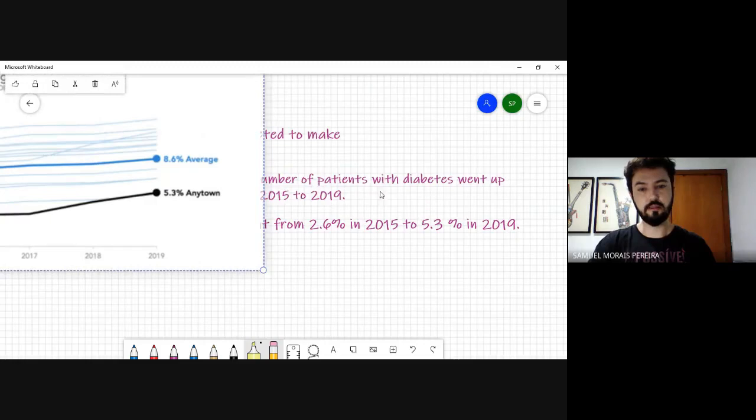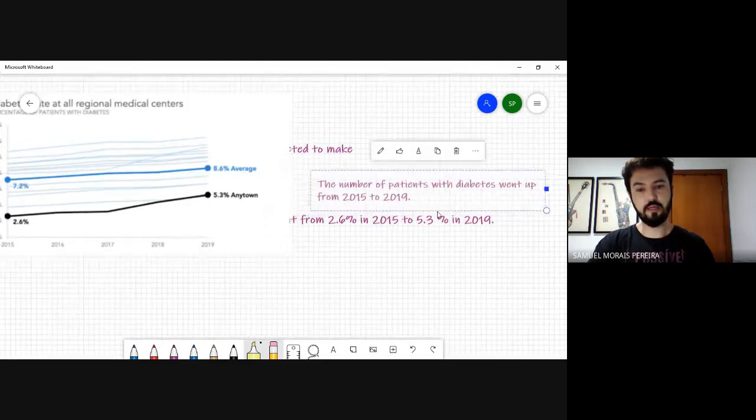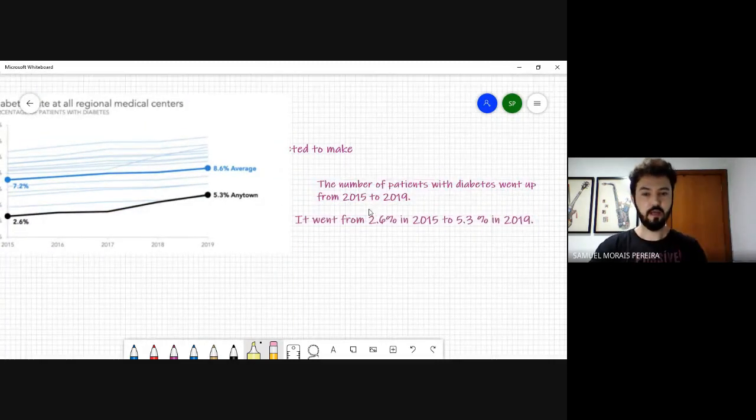Because, as you can see, I could say, ó, primeiro eu posso falar assim, o geral, que eu posso ver, ó. The number of patients with diabetes went up. Dá para ver de imediato. Went up. From 2015 to 2019. Aí você explica de quanto para quanto, ó. It went from 2,6% to 5,3% over the period considered. Tudo bem? Bom, that's it.